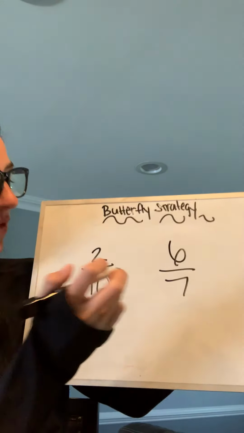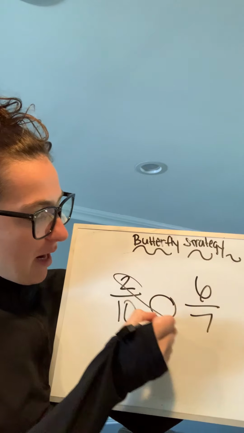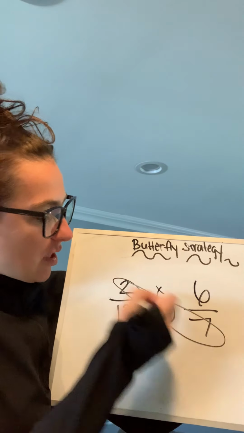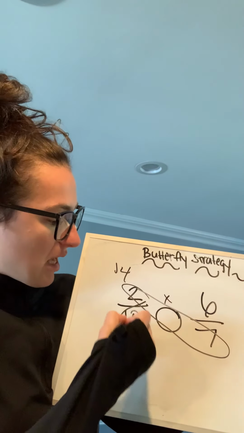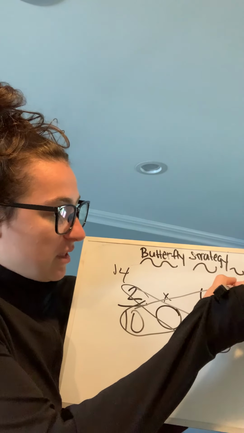So let's do one last one. How about 2/10 and 6/7? I don't know. So 2/10 and 6/7. We're going to compare these fractions. So here's my first wing pair. I'm going to do 7 times 2 is 14. And then we have 10 and 6, which I know is 60.